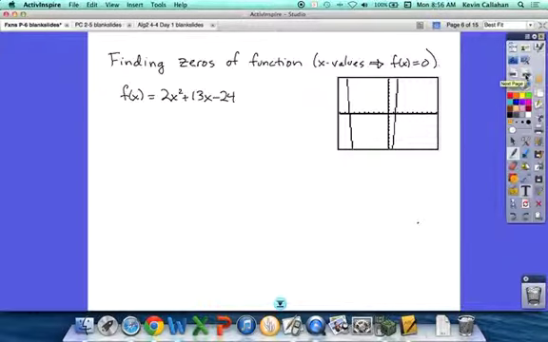Okay, finding the zeros of a function. Here's a function. We know it's a function because it starts out with f of x. That's a function. When they say the zeros of, it means the values of x for which f of x equals 0. So it means replace the f of x with a 0.